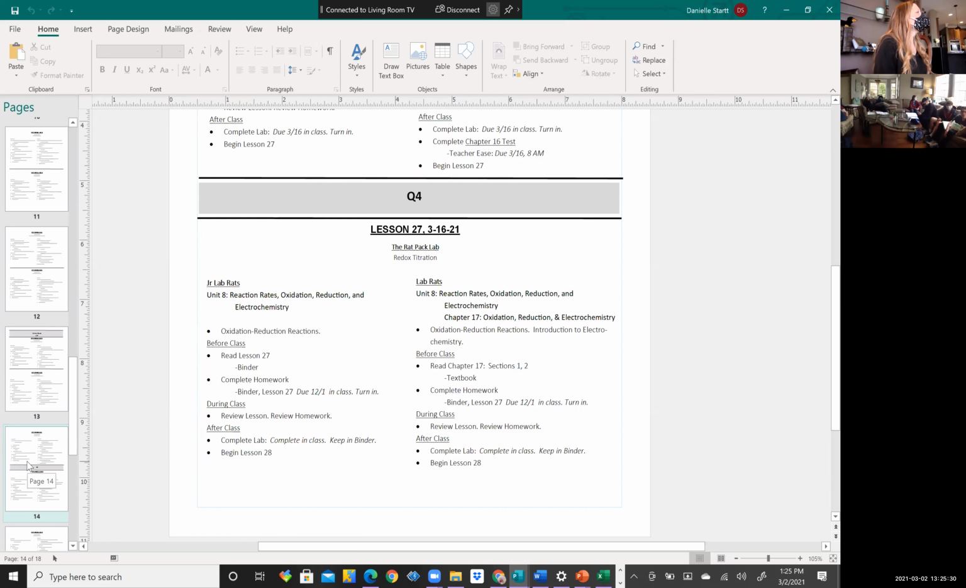But it says if you have an internet capable device, specifically a tablet or a laptop, bring it that day. It's going to be a WebQuest style lab for our nuclear chemistry unit, so that way we can do something a little different.